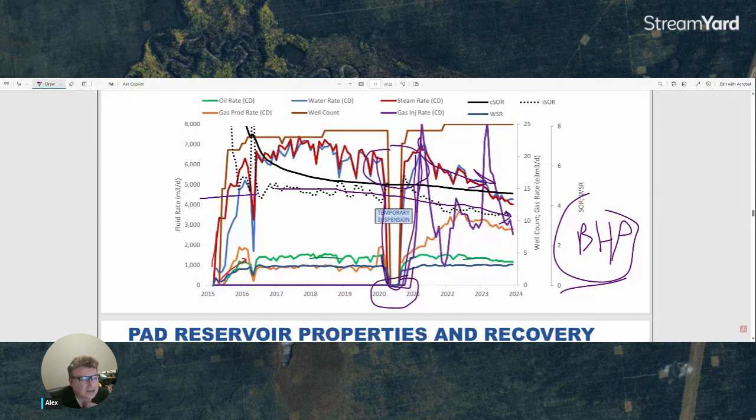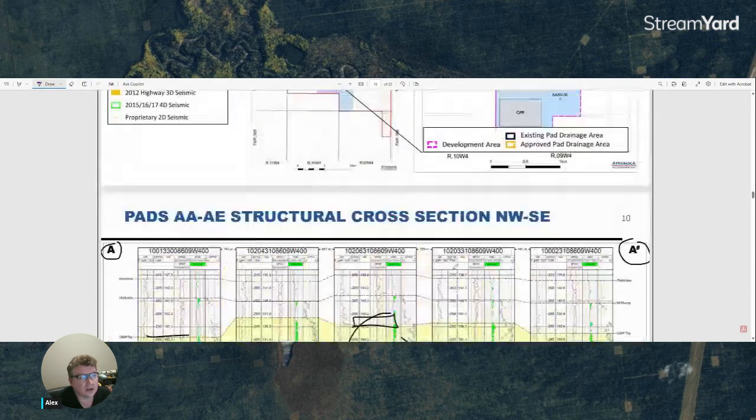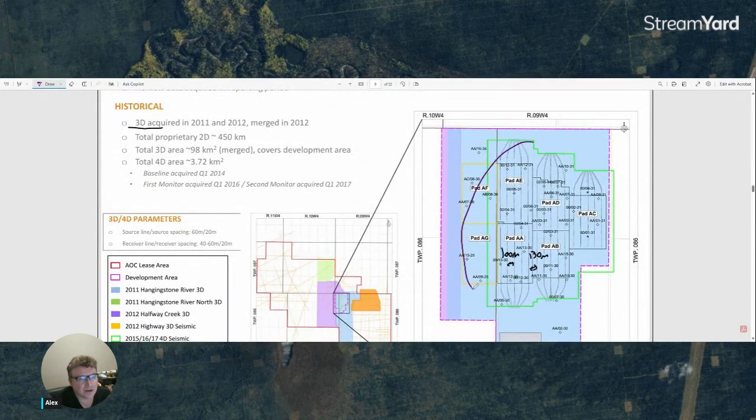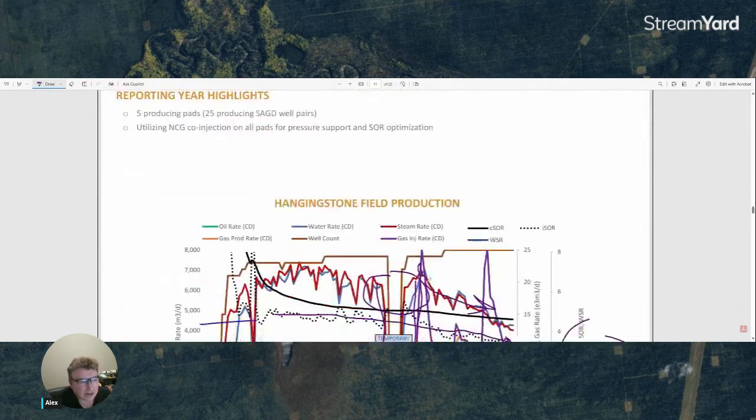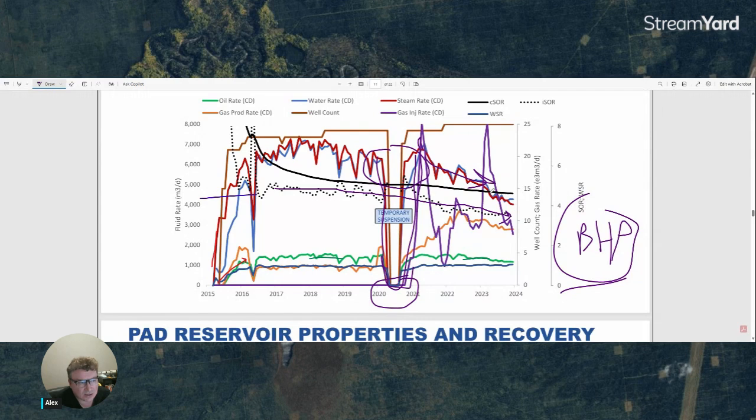And what they're saying is that, hey, we're not just improving SOR performance and bottom hole pressure management, but we're also assisting by pressurizing back to previous pressures by co-injecting that NCG. Now, that steam wasn't allocated anywhere, because we know in our picture there are only 5 pads and 5 well pairs per pad. So that steam wasn't allocated anywhere. It was just not utilized.